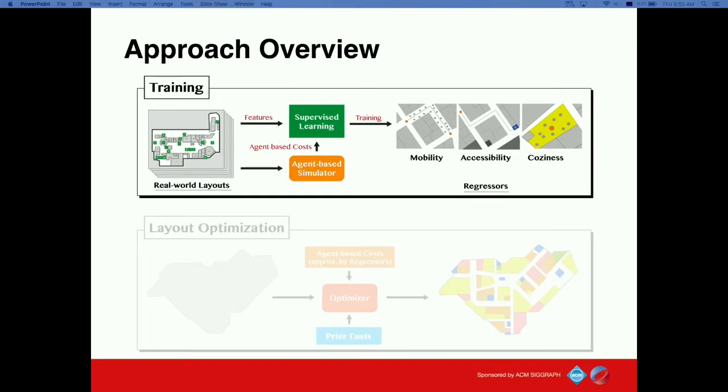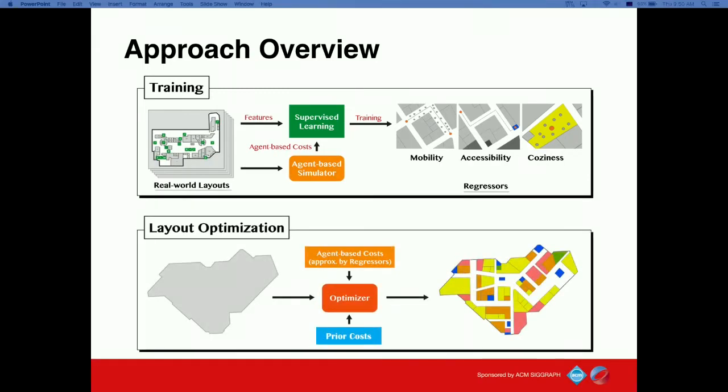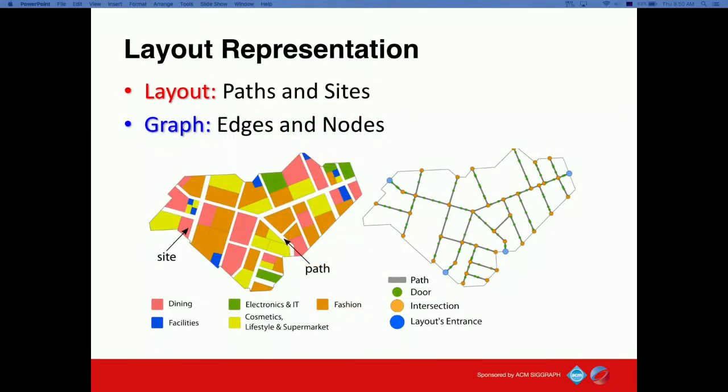Let me start by representing layouts. Obviously, a layout comprises a number of sites, like stores, facilities, services, that can be accessed by a set of paths. Then, we represent the layout as a graph. Each site door, layout entrance, and path intersection is taken as a node, and each path is regarded as an edge. With a graph, we need to think about how agents travel inside it in the simulation.